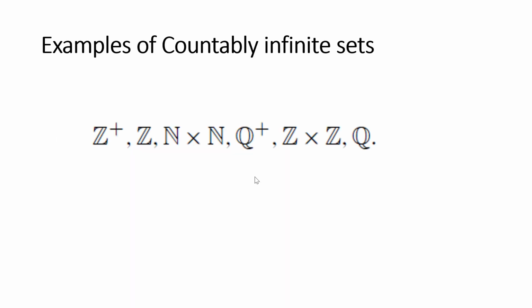There are some well-known sets that are countably infinite. That is, with some hard work, we can always find a one-to-one mapping from any of these sets, such as Z plus, Z, N cross N, Q plus, Z cross Z, and then Q, into N. Or you can find a surjection from N to any of these sets. We will leave as exercises the task of finding one-to-one mappings from these sets to N.